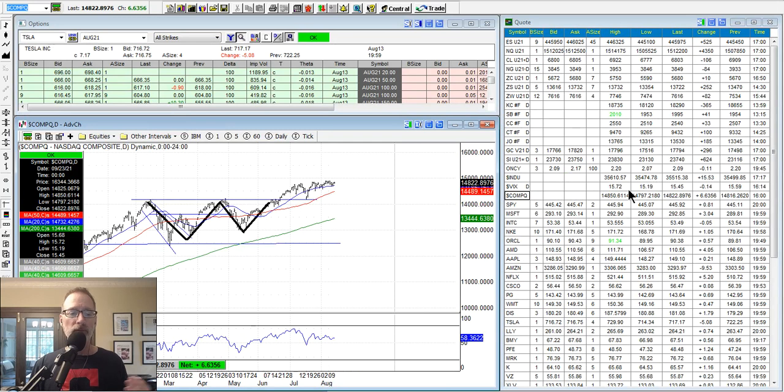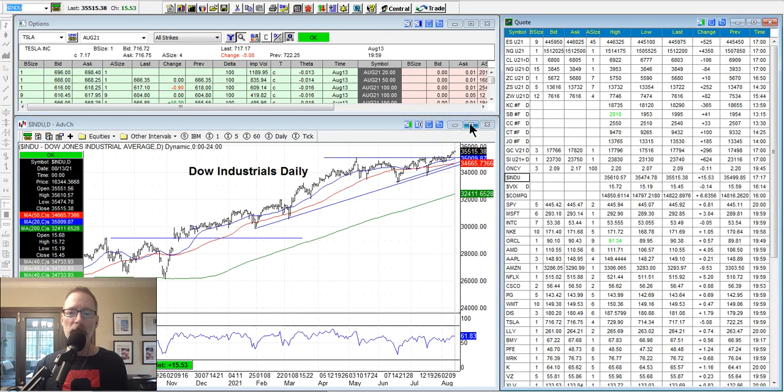Market looks good. It's going to stay in the same motion until something comes along and knocks it down. And I can't see what that is right now. The Dow Jones Industrial Average, let's take a look.